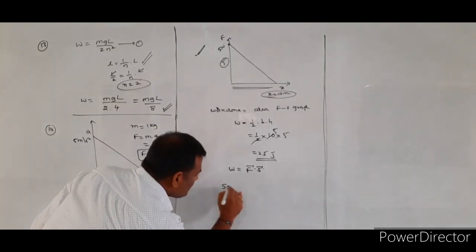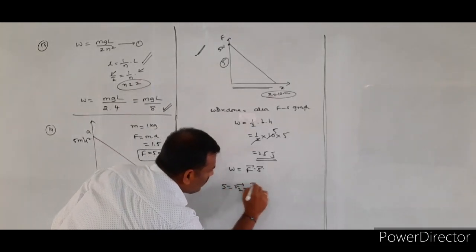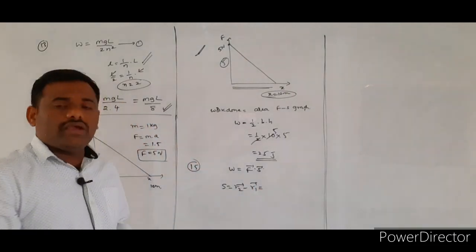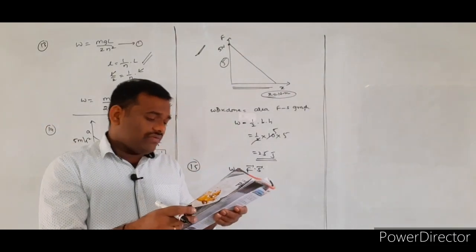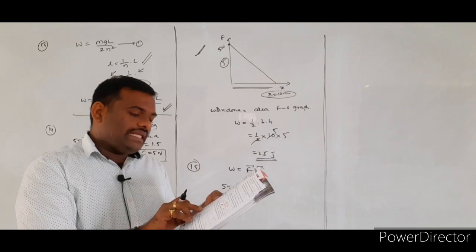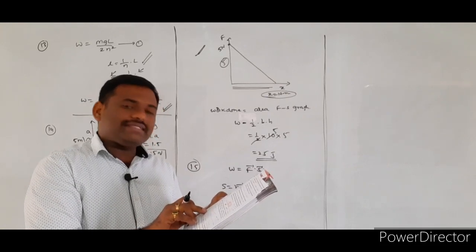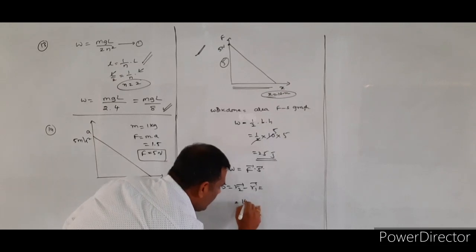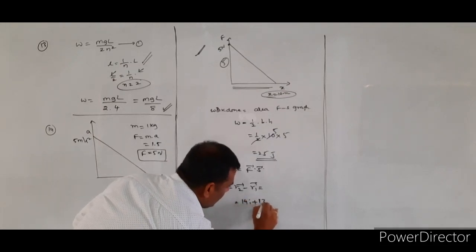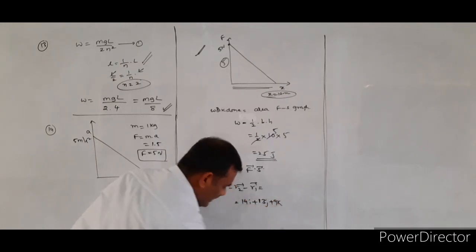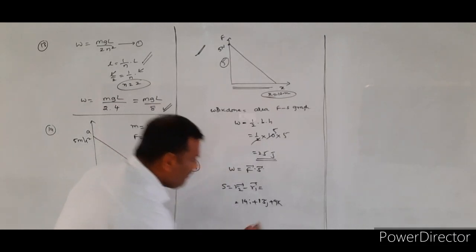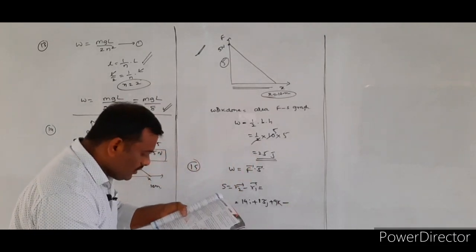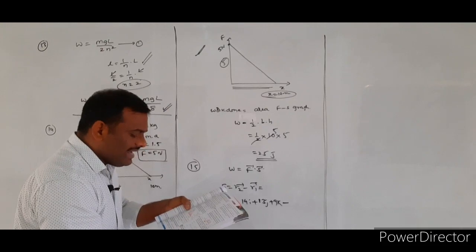But here the displacement value is not given directly, but they have given the position vectors. So displacement is equal to R2 bar minus R1 bar. What is the R2? 14i plus 13j plus 9k. So this value is equal to 14i cap plus 13j cap plus 9k cap minus R1 bar, which is equal to 3i plus 2j minus 6k.